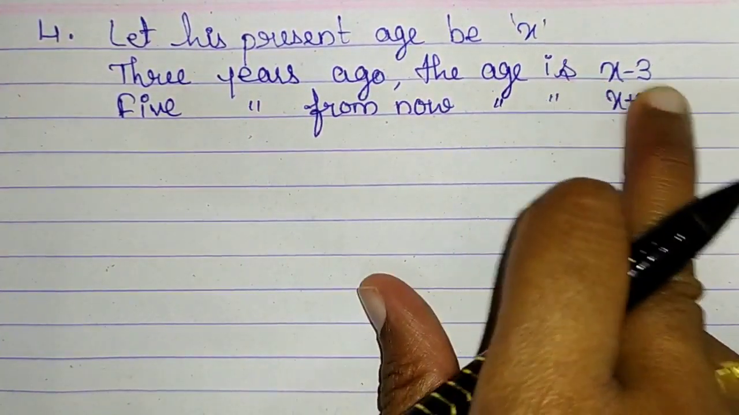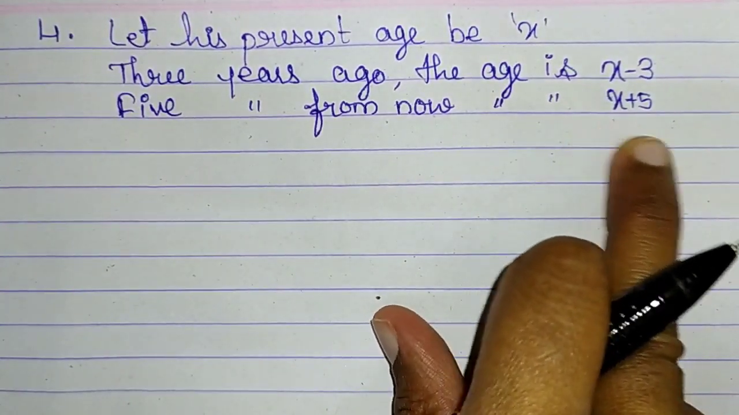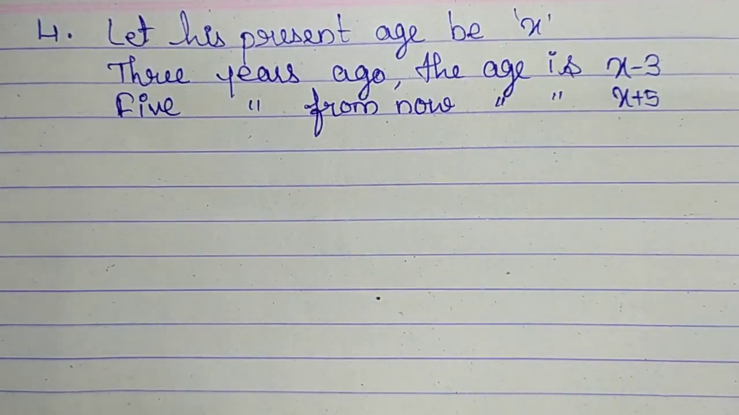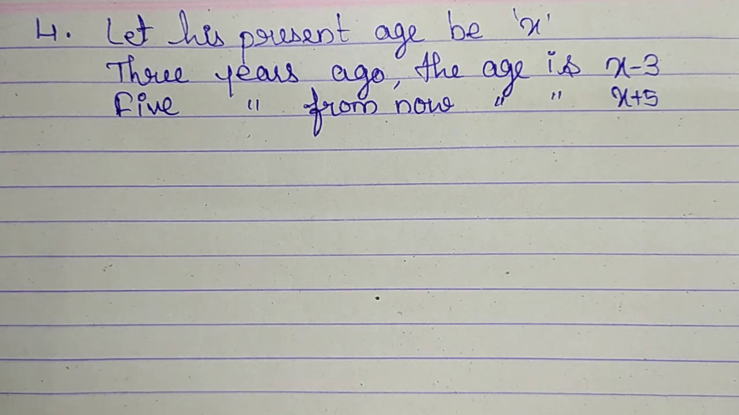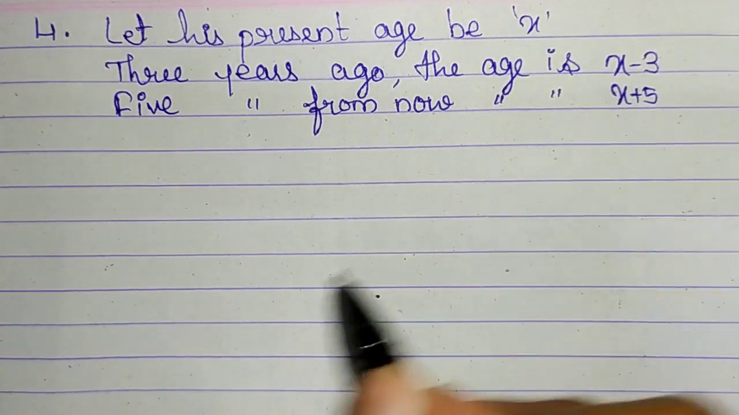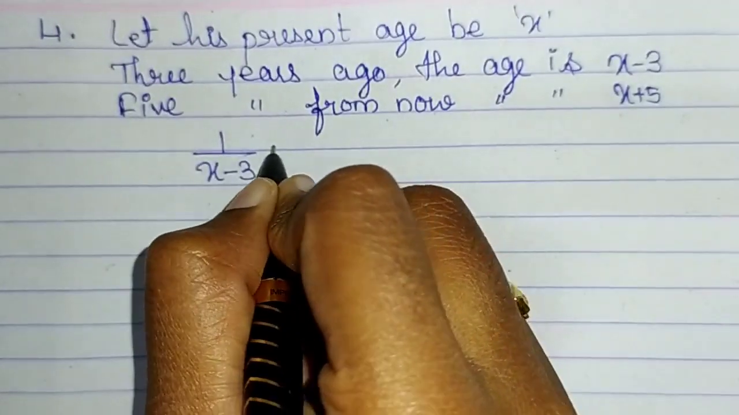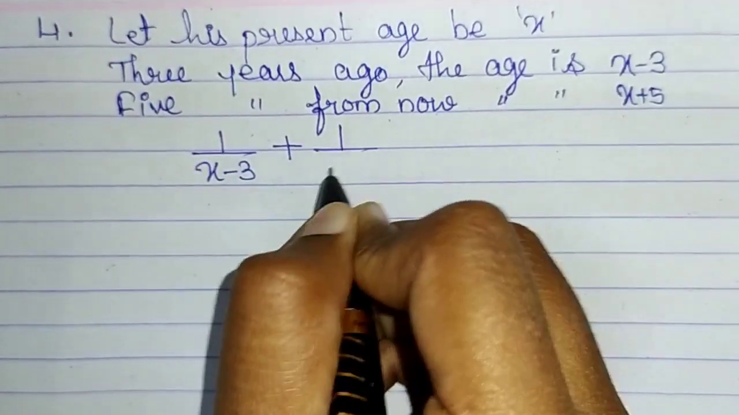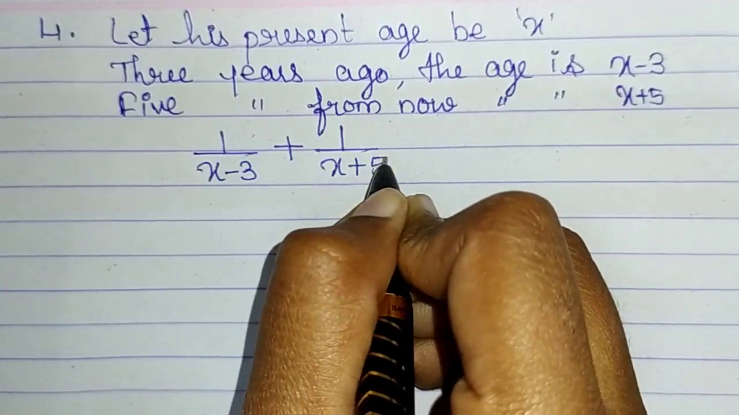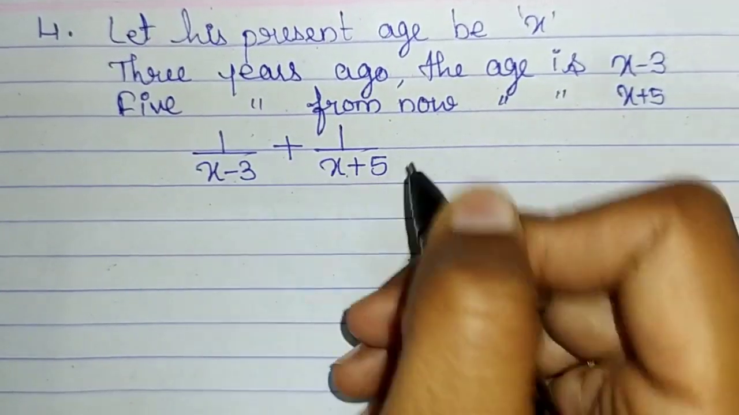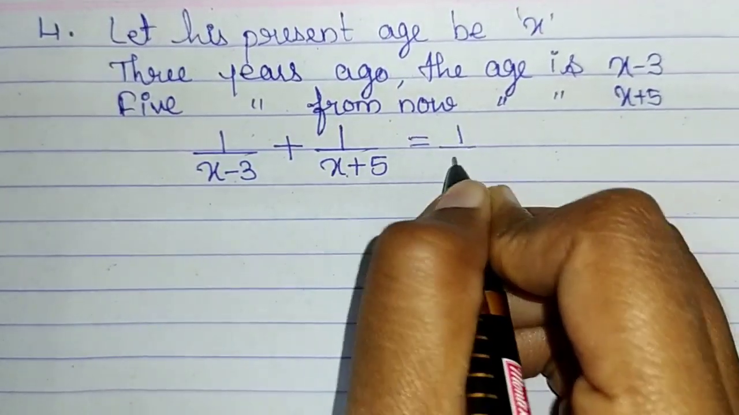So 3 years ago the age is x minus 3 and 5 years from now the age is x plus 5. So they have told us that the sum of the reciprocals of these ages. So taking the reciprocals 1 by x minus 3, summing them with 1 by x plus 5. The sum of the reciprocals of the ages is equal to 1 by 3.